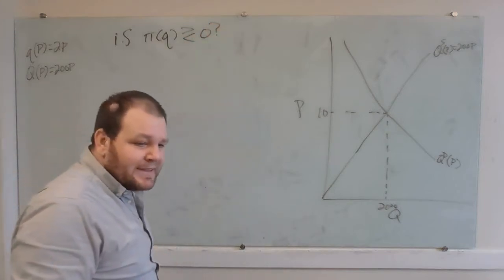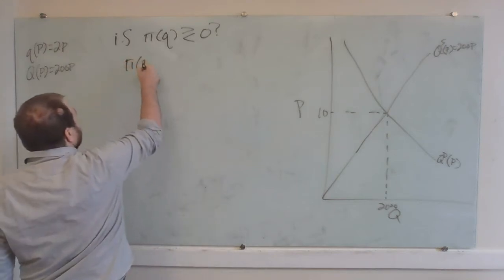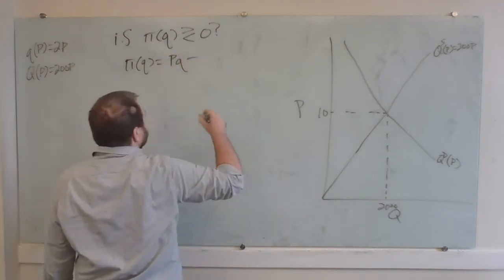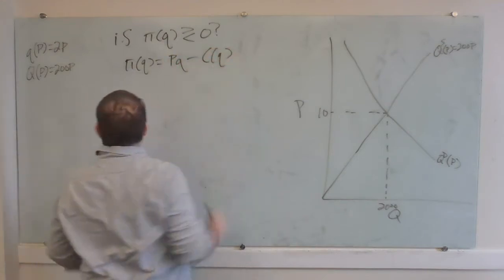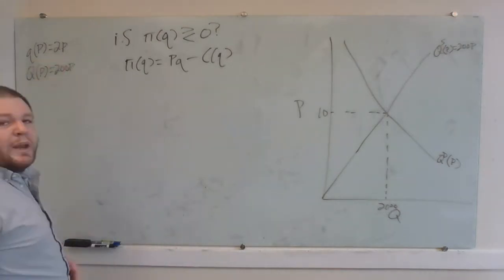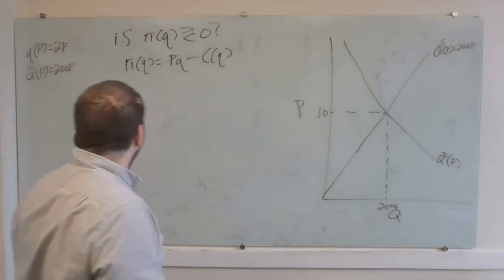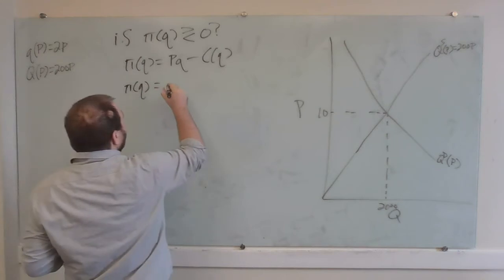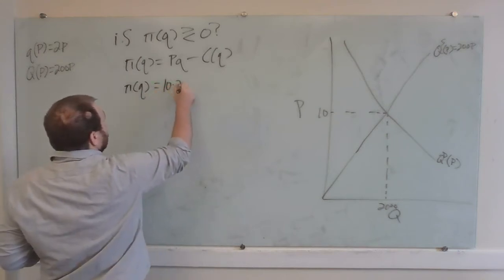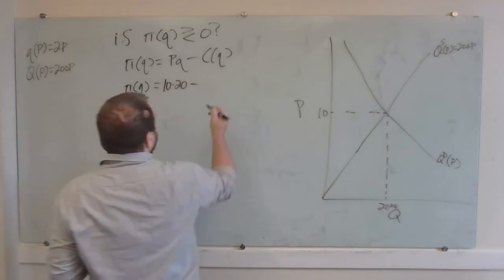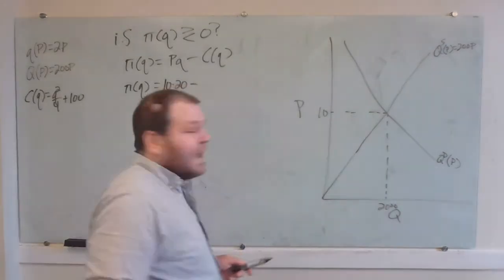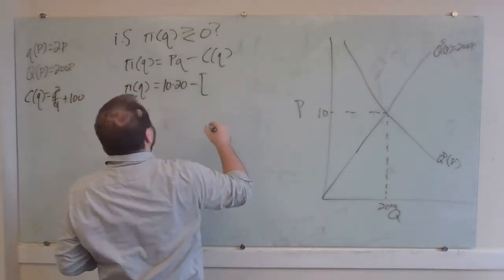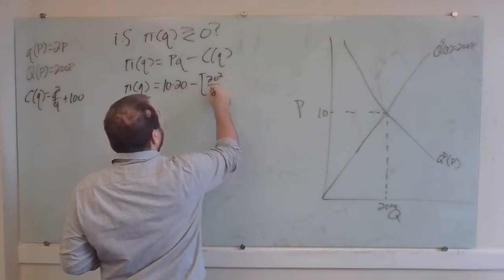So let's calculate our economic profits. Our profits are just going to be our revenues minus our costs. So if I'm a firm producing 20 units of output at a price of $10, the revenue is going to be 10 times 20 minus the costs. What's my cost function going to be? My cost function is Q squared over 4 plus 100. So 10 times 20 minus 20 squared over 4 plus 100.